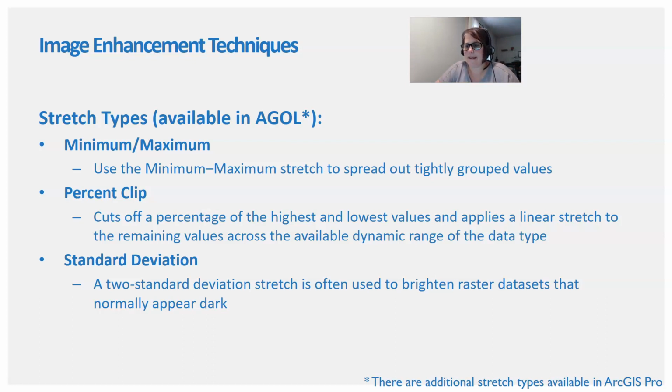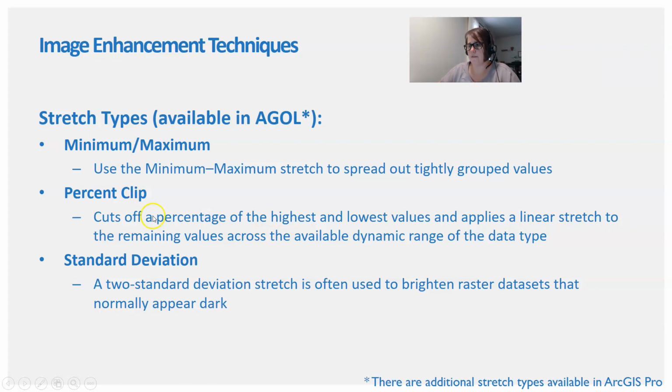And I'm always really cranky about this because my favorite one, the histogram equalize, which I think does the best job in terms of enhancement for a lot of cases, is not available within ArcGIS Online. These are the three that are available. So the minimum maximum is when values in your histogram are really tightly grouped. Like I mean super tightly grouped. This is a good one to use. The standard deviation is used to brighten raster data sets that appear pretty dark.